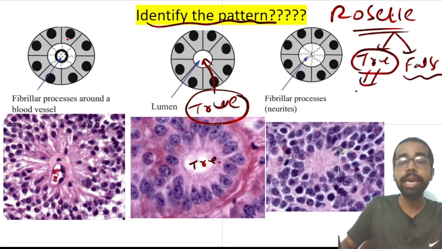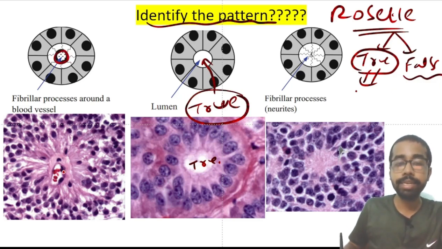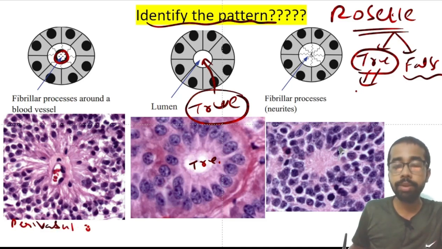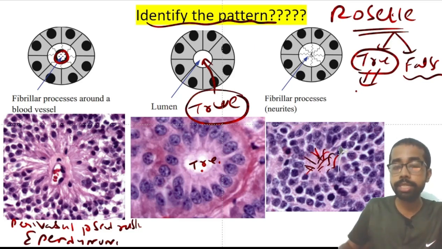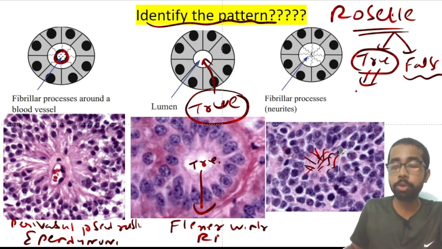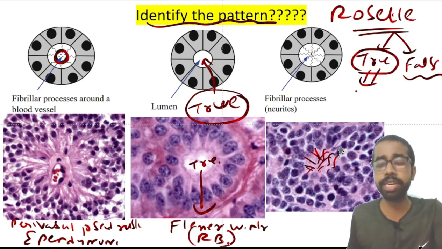Now, among false rosettes, there can be a vessel inside, right? Can you see? This is nothing but the perivascular pseudorosette. I can write it here. Where you get it? Yes, bear with my handwriting. It's ependymoma, right? So in ependymoma, you can get this false rosette. Another, this true rosette. Where you will get it? Yes, Flexner-Wintersteiner. Hope you have thought of the diagnosis. Flexner-Wintersteiner rosette. Where you get it? Retinoblastoma, a true rosette. In carcinoid also you can get true rosettes.